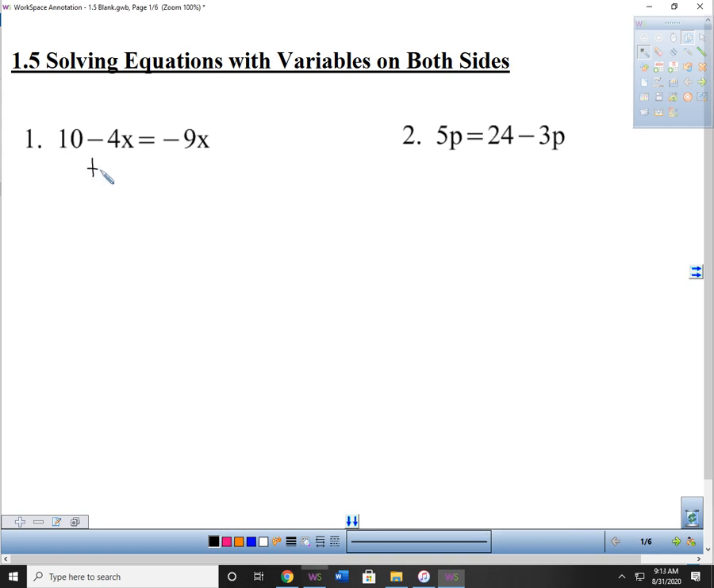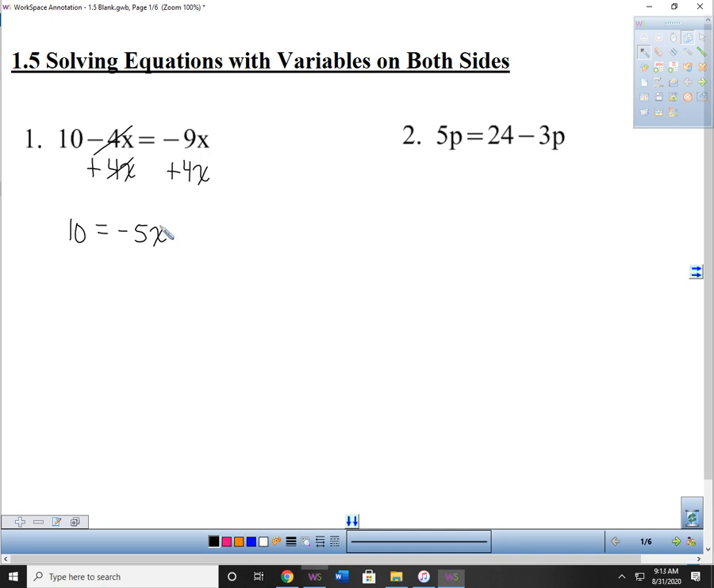So I'm going to add the 4x so that I can combine it with the one that's on the other side. And I have to do the opposite because I'm moving across the equal sign. So this will cancel, and on this side I just have 10 equals, and then negative 9x plus 4x would give me negative 5x. Now that I've got my x's together, I can solve for that x.